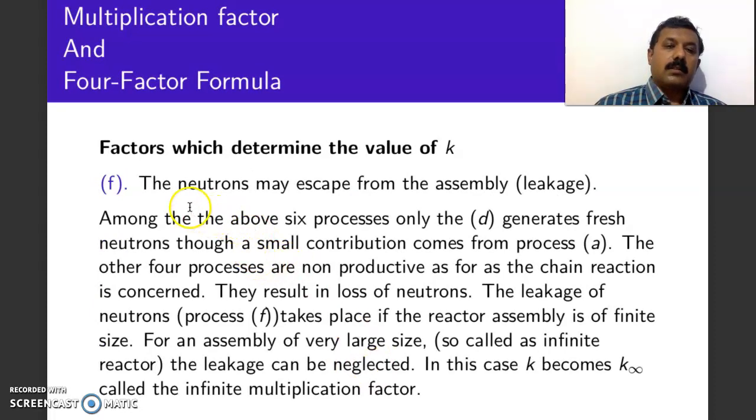And the last one is the neutron may simply escape without interacting with any of these materials. This is what is actually called leakage. This happens if the reactor is of finite size. Among the 6 mechanisms that we discussed, only the fourth one generates fresh neutrons.